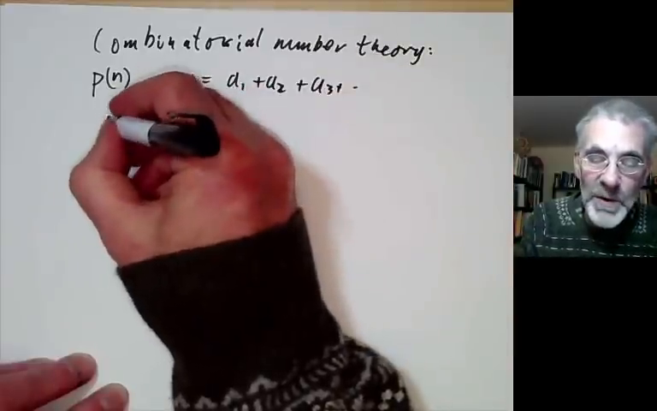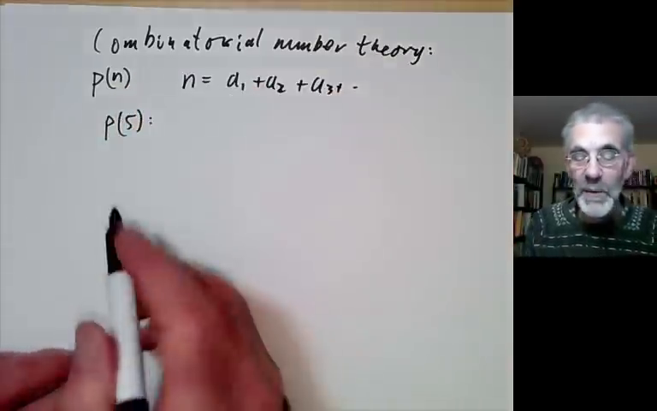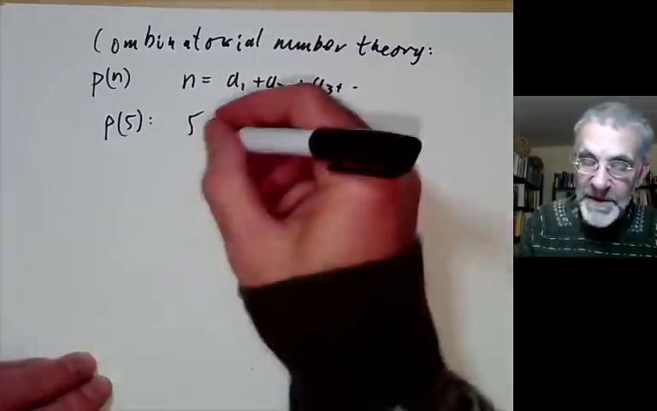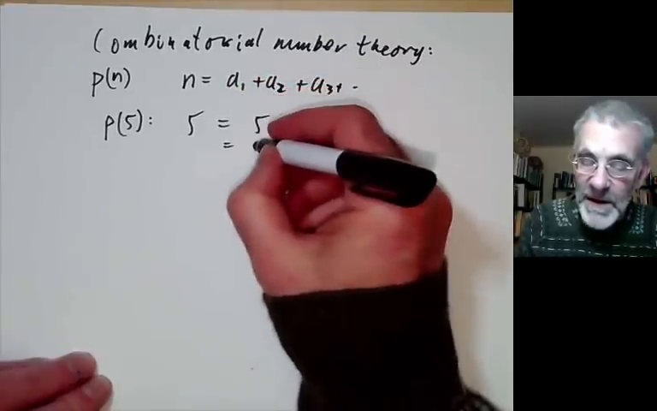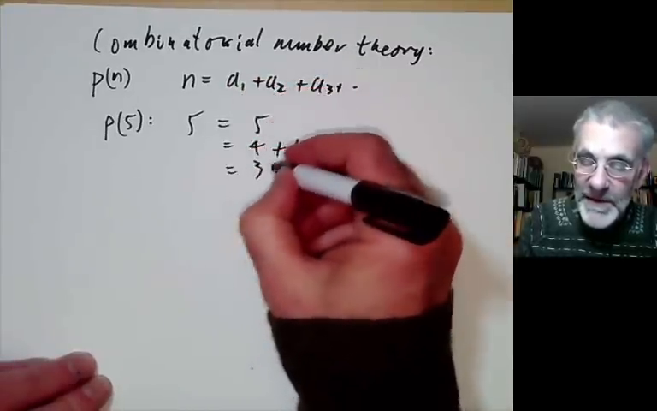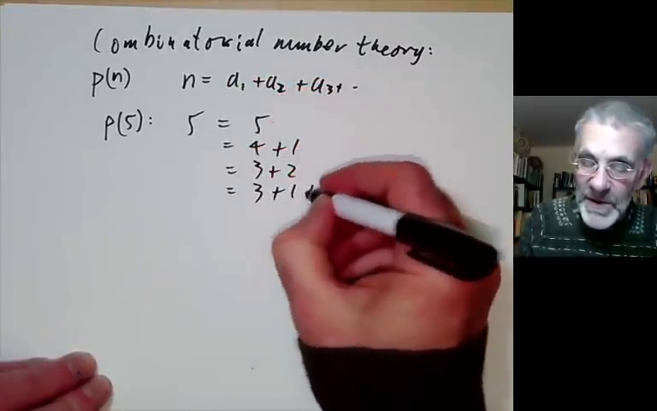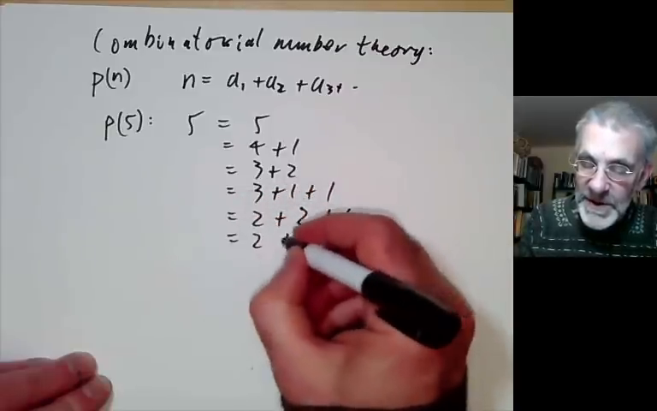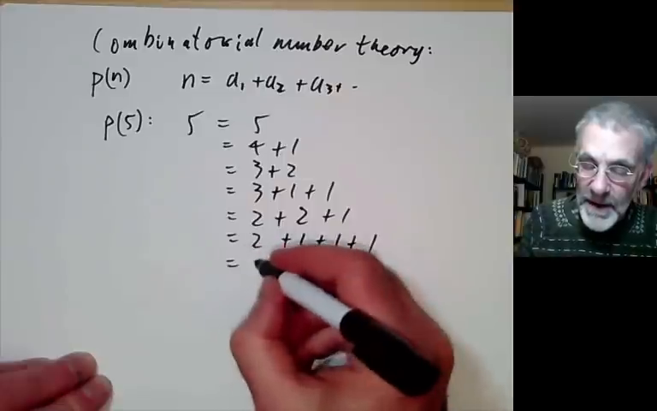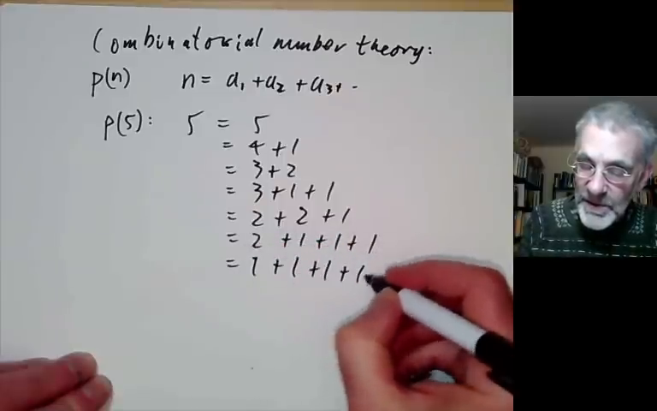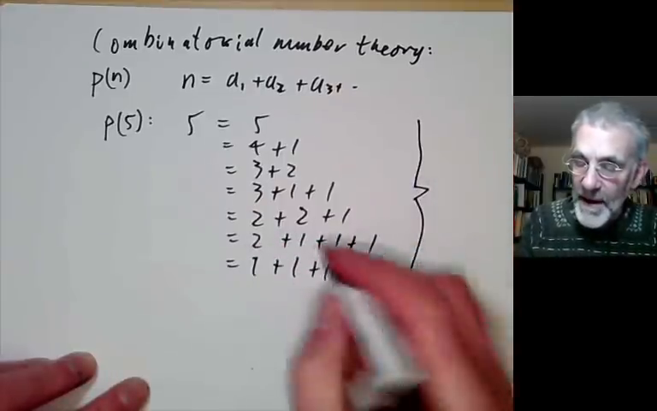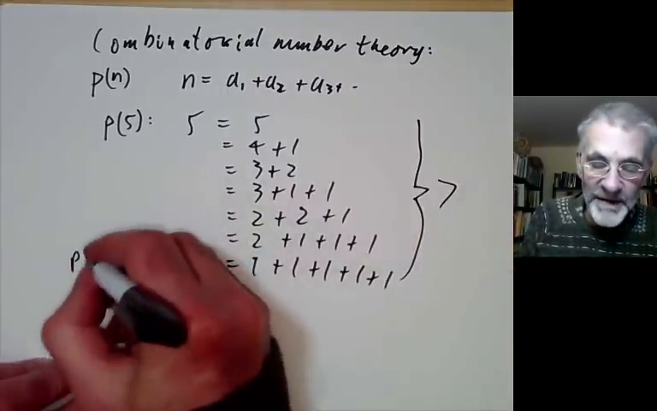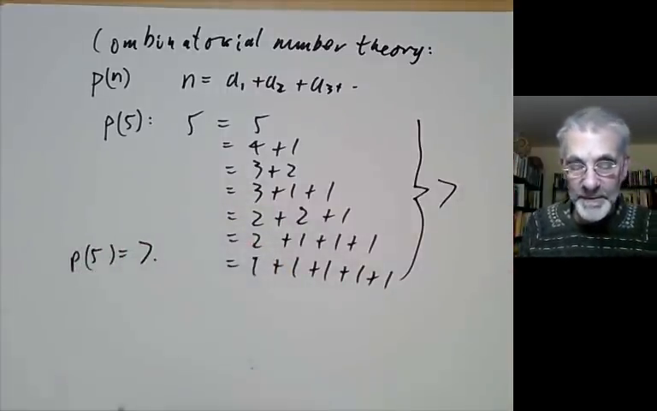So let's, for example, work out the number of partitions of 5. I want to write 5 as a sum of positive integers. So I can write it as 5, or as 4 plus 1, or as 3 plus 2, or as 3 plus 1 plus 1, or as 2 plus 2 plus 1, or 2 plus 1 plus 1 plus 1, or 1 plus 1 plus 1 plus 1 plus 1. So altogether, there are 7 ways of writing 5 like this. So p of 5 is equal to 7.